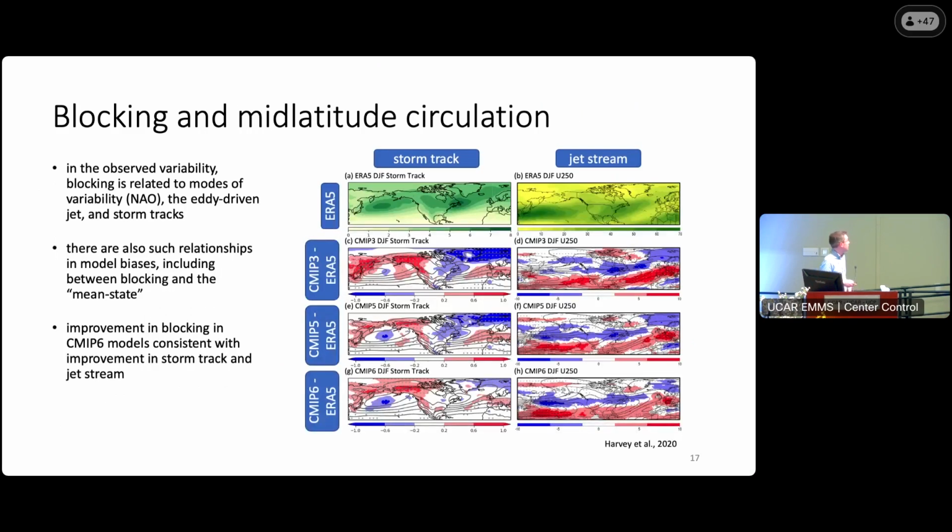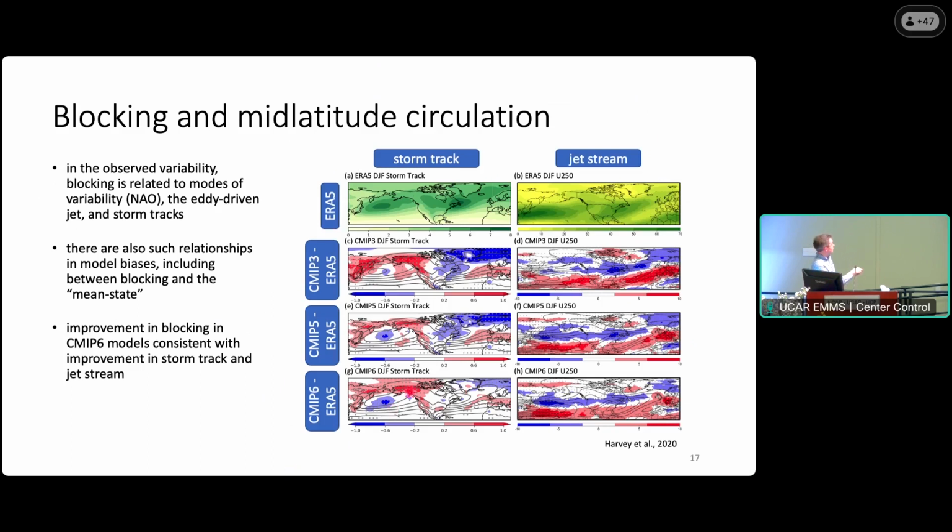So I'd like to extend this a bit from just using one blocking index or two that were behind the study and look at other metrics of how the mid-latitude circulation is represented in models. And this is from a paper led by Ben Harvey at Reading. What is shown here on the top left is one of these classical metrics of storm activity, a variance-based metric from sea level pressure. And then what he did, he went back all the way to CMIP3 with that metric and calculated biases in CMIP3, CMIP5, and CMIP6 in how the storm track is represented.